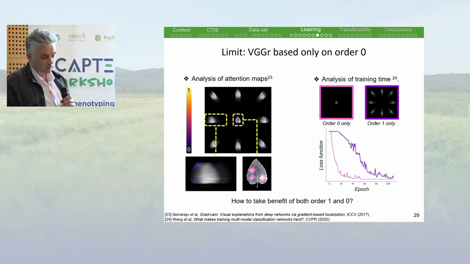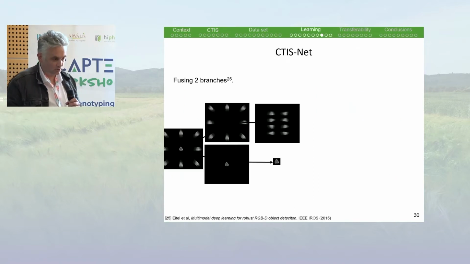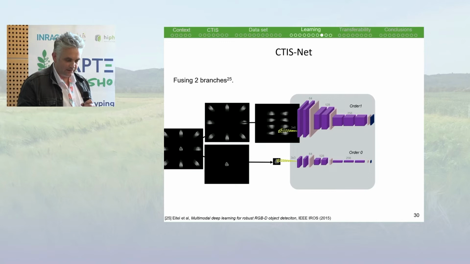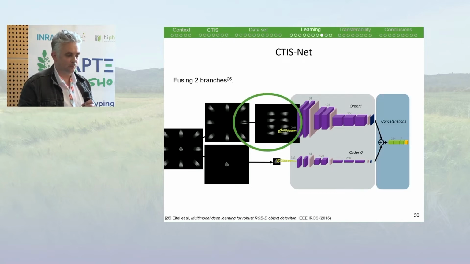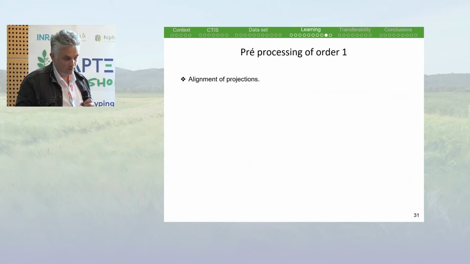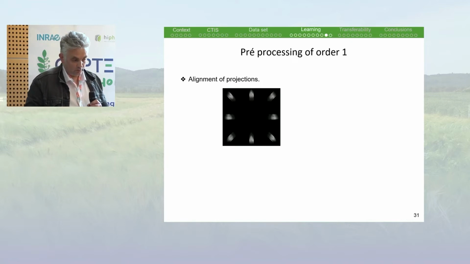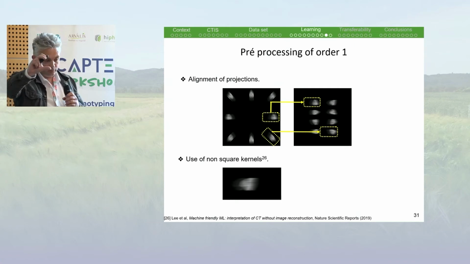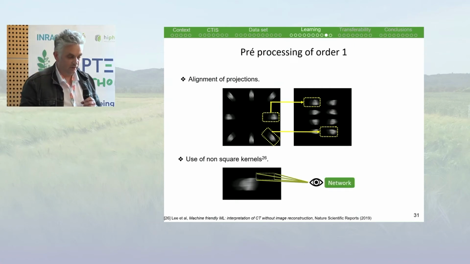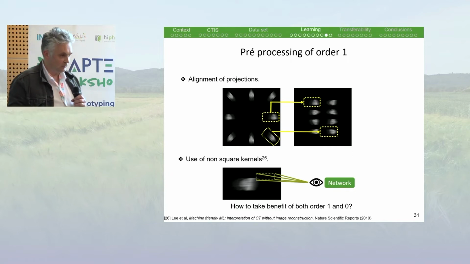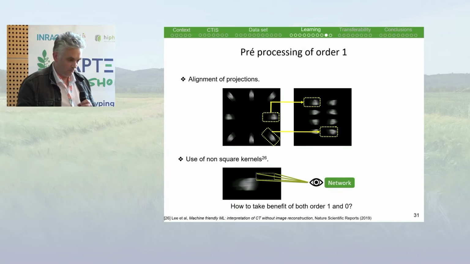So to take benefit of both the spatial and spectral information, we proposed a CETISNet, which separates the spatial and spectral information and then fuses them later. Because we know that convolutional neural networks are somehow invariant to translation, we align the projection to avoid the network looking for information in there. And since we have a spreading of the spectrum, we deal with non-square kernels in this case. So we put a bit of thinking into how we design a new architecture, as was promoted in the first talk of this afternoon by Tony.